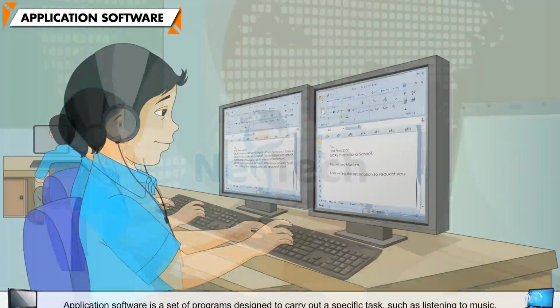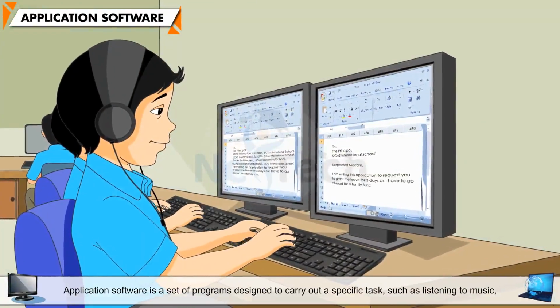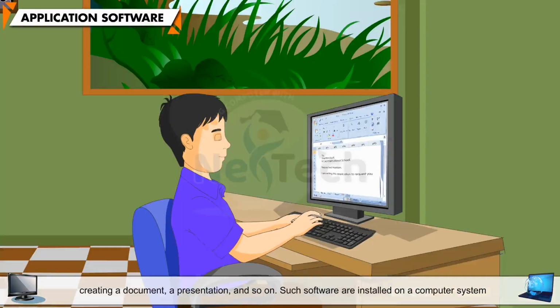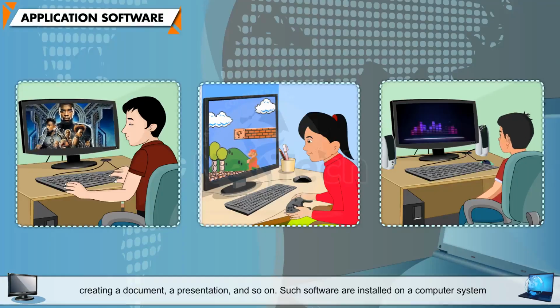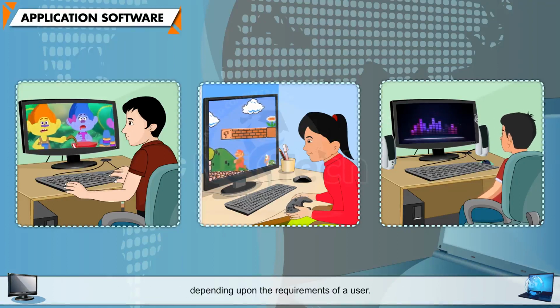Application software. Application software is a set of programs designed to carry out a specific task, such as listening to music, creating a document, a presentation, and so on. Such software are installed on a computer system depending upon the requirements of a user.